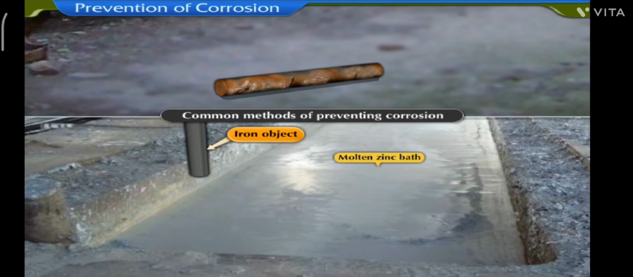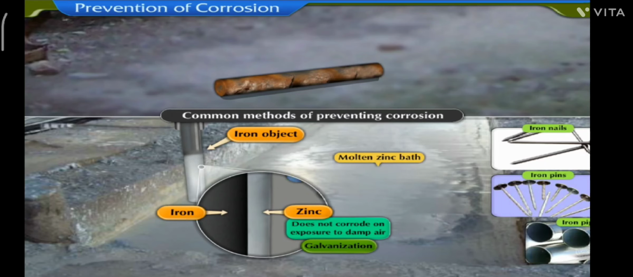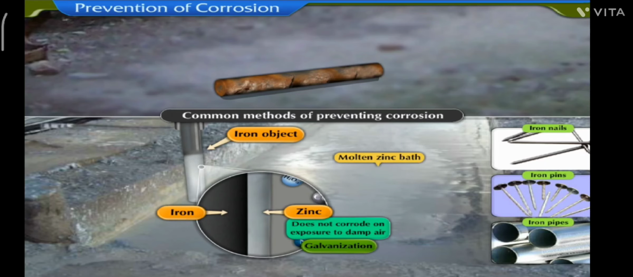Rusting of iron can be prevented by coating the surface of iron or steel by zinc, because zinc does not corrode on exposure to damp air. This process is called galvanization. For example, iron nails, pins and iron pipes are galvanized to prevent them from rusting.